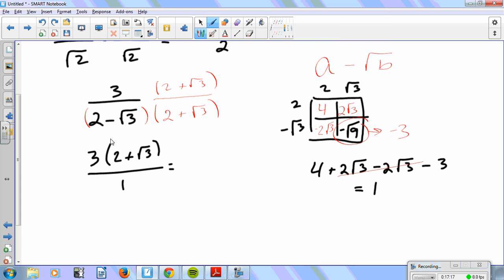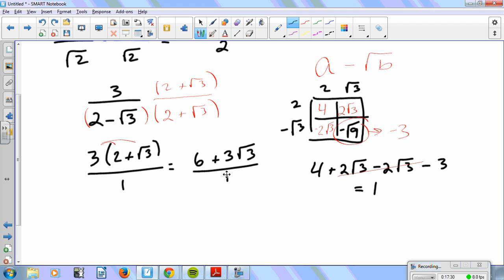And then to clean things up, we distribute what I had in the top times what I had by the rational. So I have 6 plus 3 square roots of 3. If I had a denominator other than 1, I would put it there. We'll do over 1. And that's what we end up with. So this is my final answer.